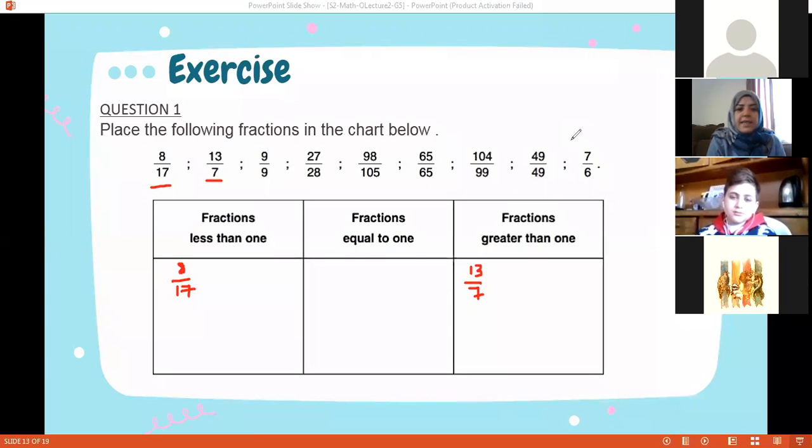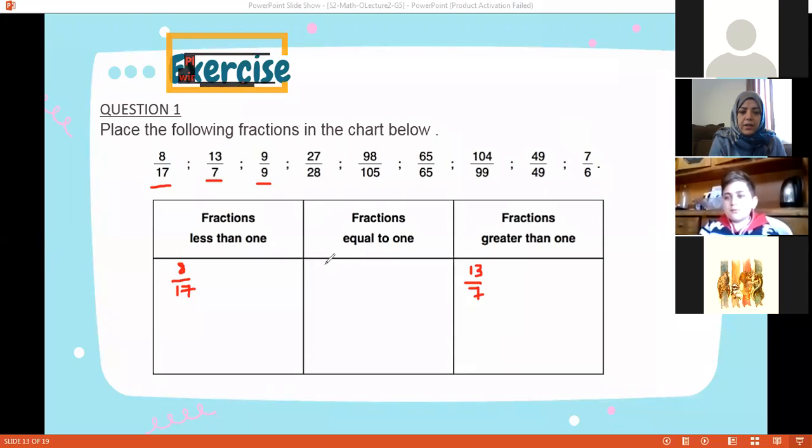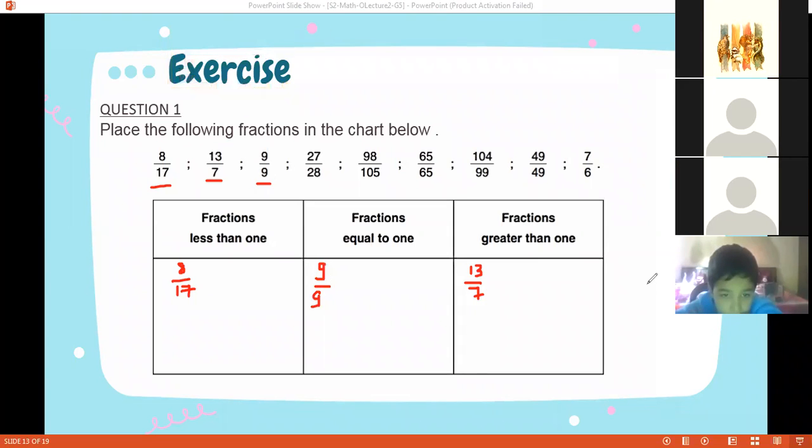Now I want Mahdi. Yes, miss. Yalla Mahdi. I have 9/9. Equal to 1. Very good. So 9/9 is equal to 1. And now I want Malak. 27/28. Less than 1. Very good, because the numerator is less than the denominator. Very good, Malak. Let us continue with Hussein Mughniye.